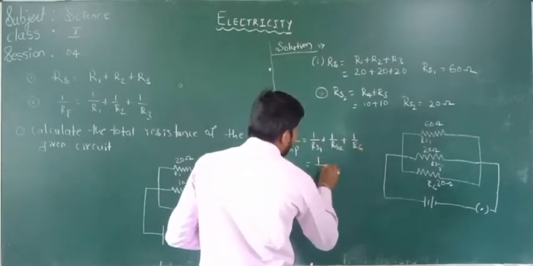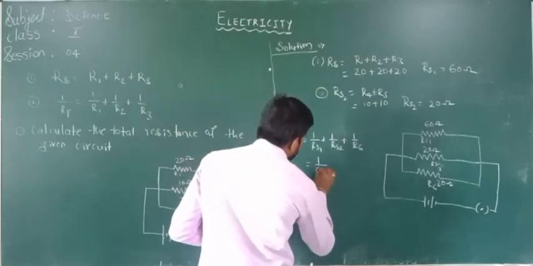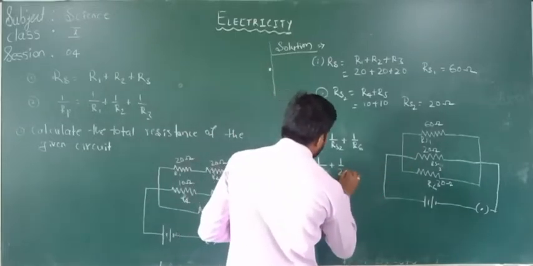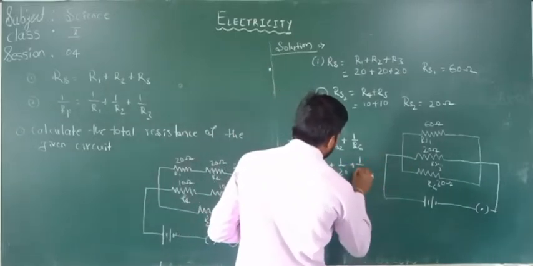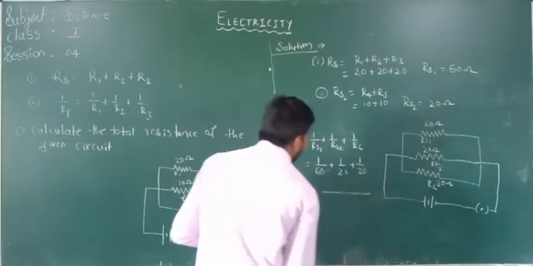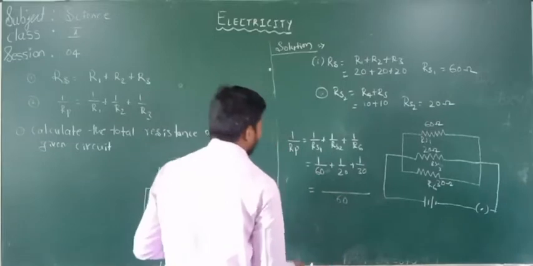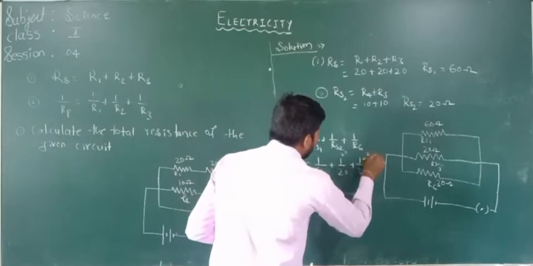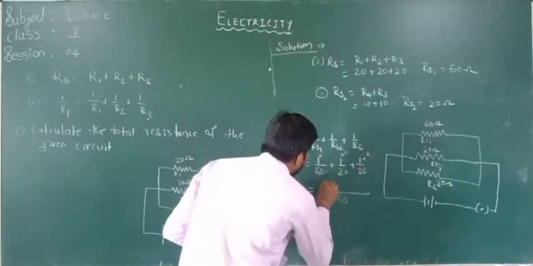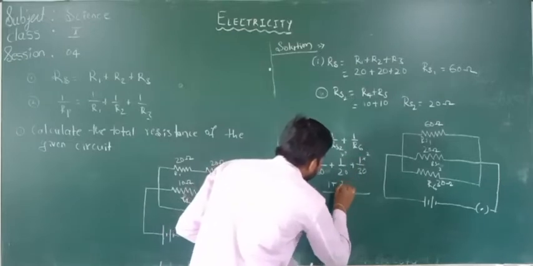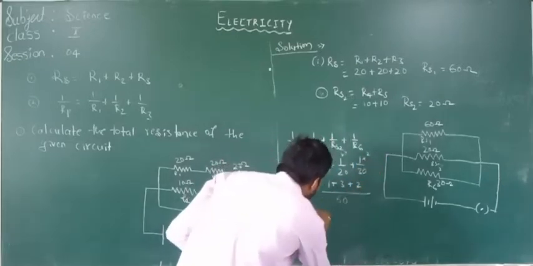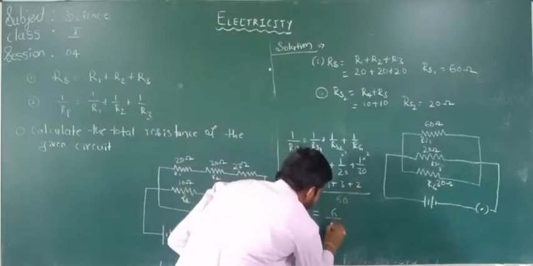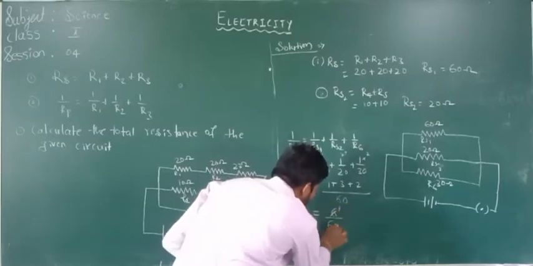That is equal to 1 divided by Rs1, whose value is 60 ohms, plus 1 divided by Rs2, whose value is 20 ohms, plus 1 divided by 30 ohms. Take the LCM here, that is 60. We multiply by 3 because 20 into 3 is equal to 60, and by 2 here. So 1 into 1 is 1, plus 3 into 1 is 3, plus 2 into 1 is 2. That is 1 plus 3 is 4, 4 plus 2 is equal to 6. 6 divided by 60, 6 ones are 6, 6 tens are 60.